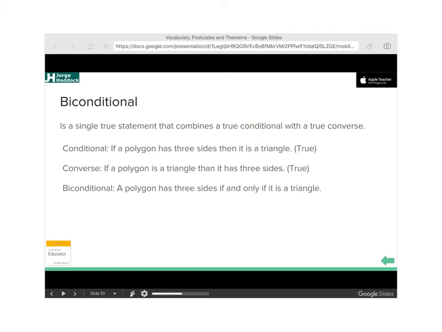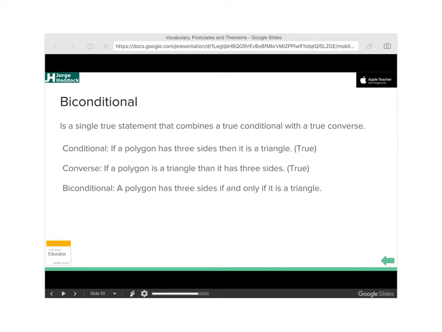So for example, if a polygon has three sides, then it's a triangle. If a polygon is a triangle, then it has three sides, right? So that means that I can write them, because both of them are true, as: a polygon has three sides if and only if it is a triangle.